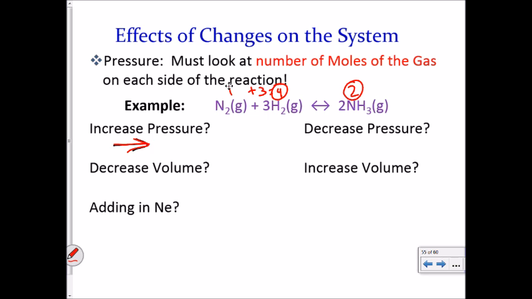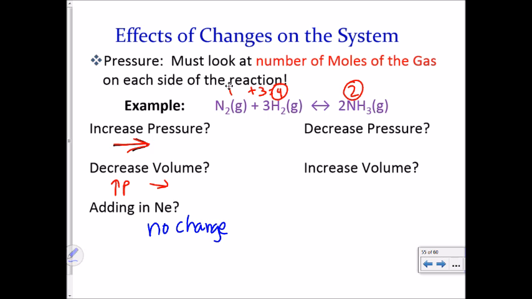If I decrease the volume, what's going on here? Decreasing the volume means I'm increasing pressure, so once again going to the side that has the least number of moles, so towards the products here. And adding a neon. No change. Neon's that inert gas because it's one of those noble gases that does not react, so therefore it's not going to affect our equilibrium position. It's just going to add overall pressure to the system.